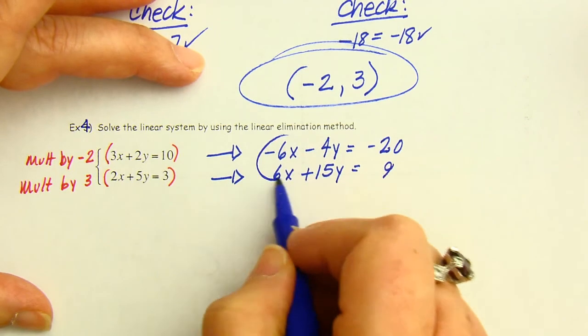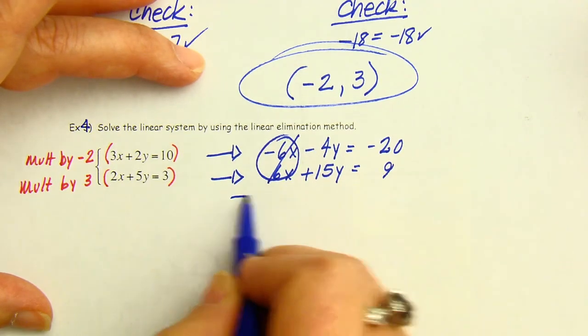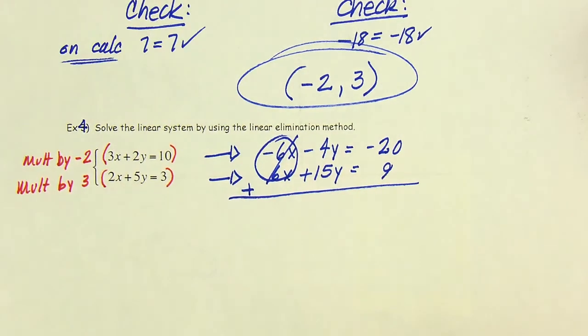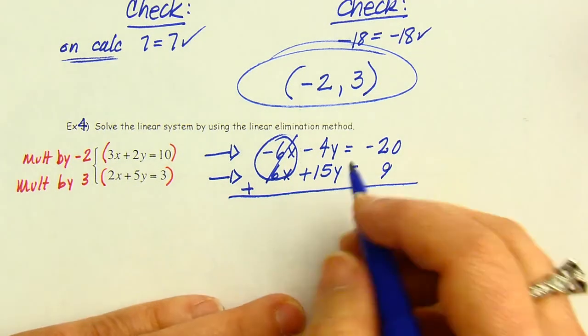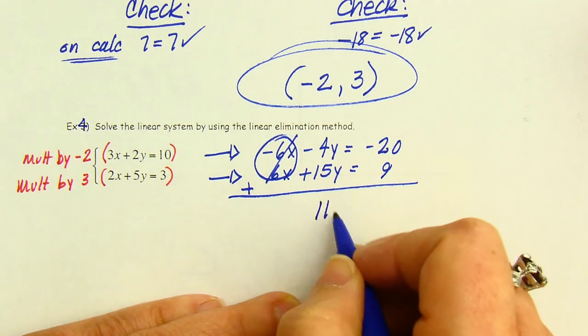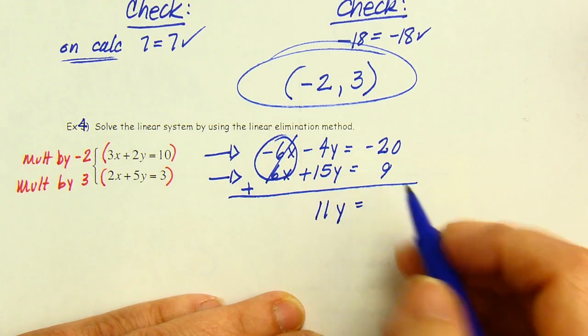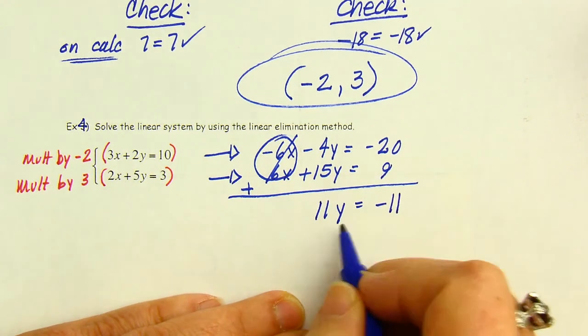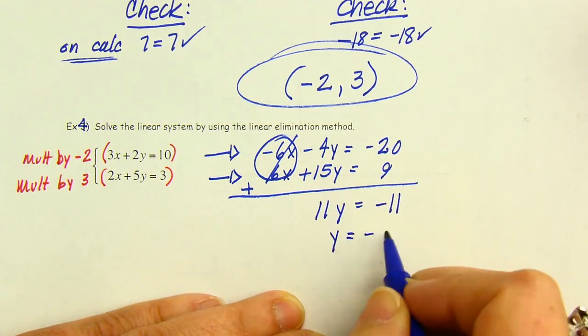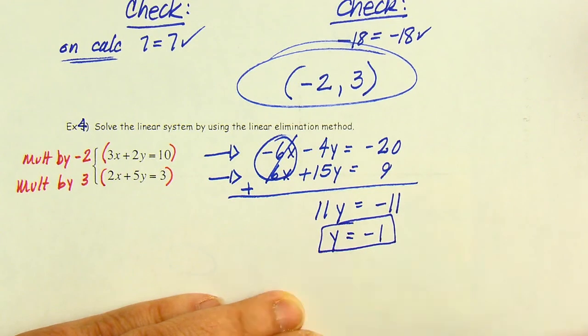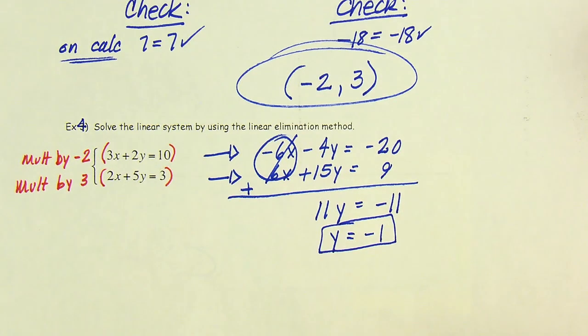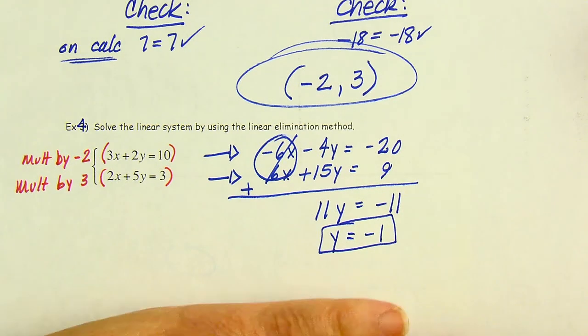Here's my opposites. Circle them, cross them out. Put your tally bar down and show what you're going to add. When I add negative 4y with 15y, I get 11y equals, the difference between 20 and 9 is 11. It's negative. And when I divide, y is negative 1. But remember, I have to find the ordered pair, so that means I have to get x.